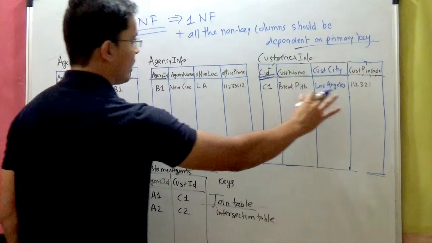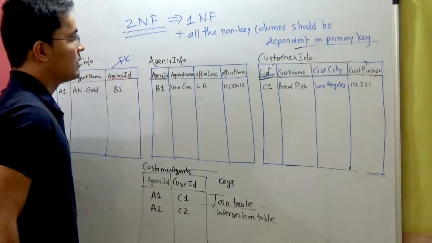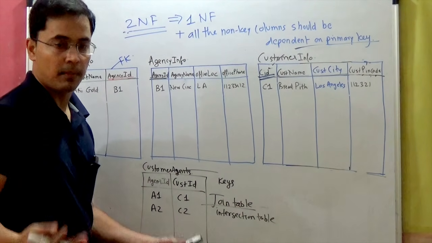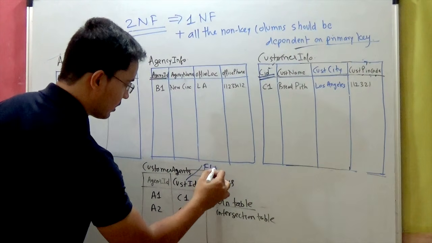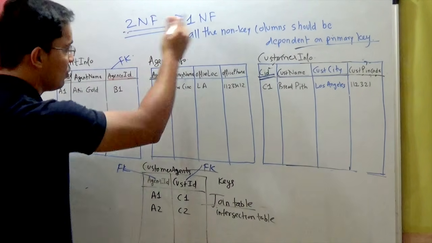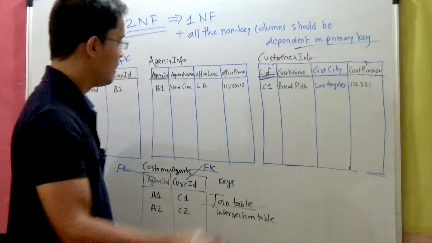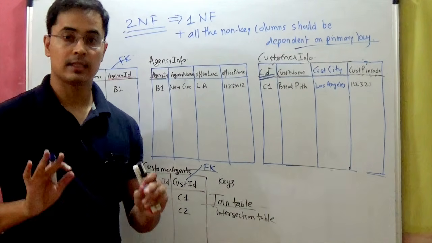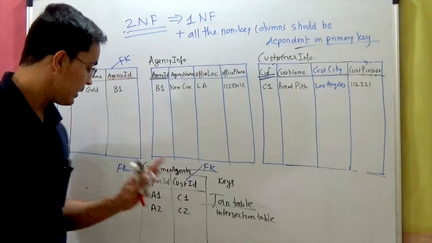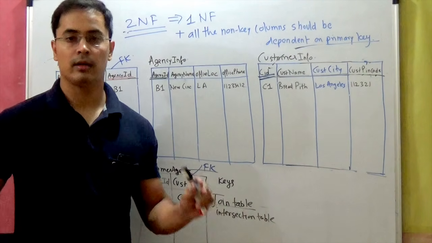So all these 3 tables are second normal form compliant. So is this table because there are only keys here. This is a foreign key, this is a foreign key, so these rules do not apply here at all. So all these tables are in second normal form. So we are in second normal form. Now this in itself is a very good database design.